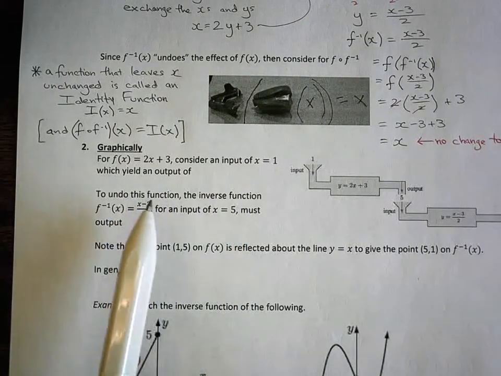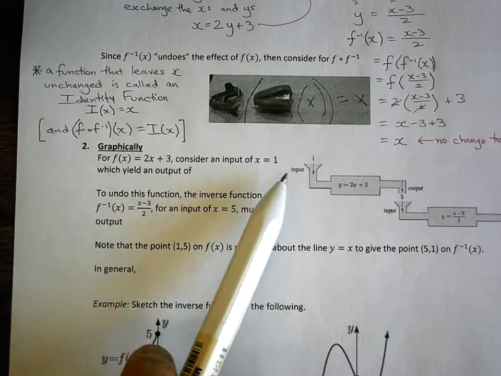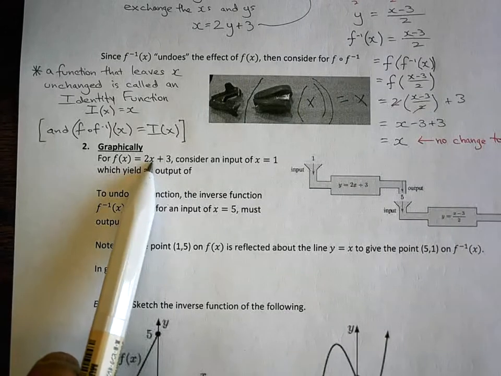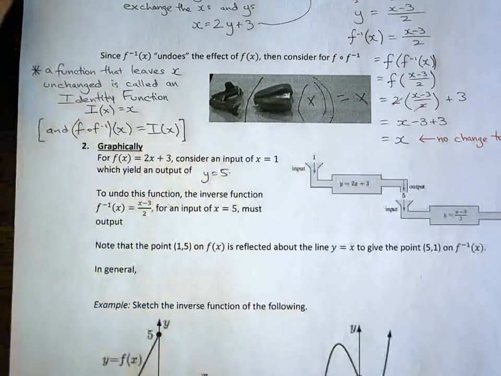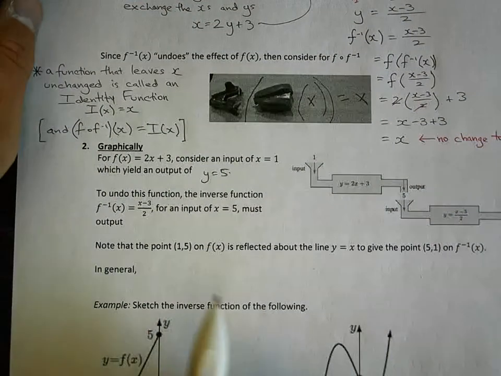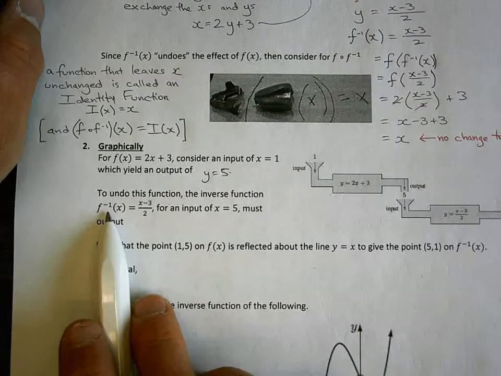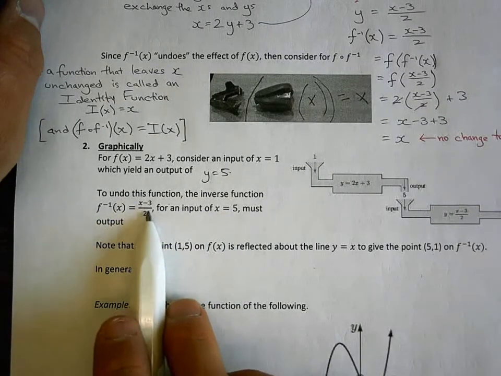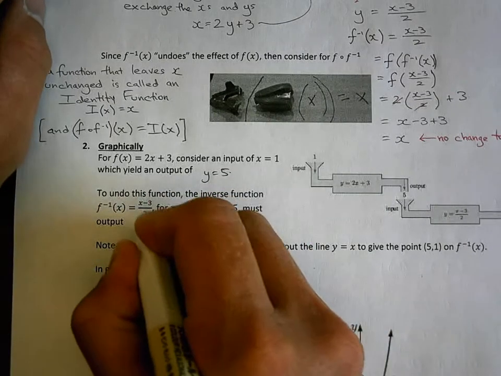Now graphically, if I have this function f of x equals 2x plus 3, I put in the value x. Okay, so that's going to give me 2 plus 3, so that's going to give me an output of y equals 5. To undo this function, I would use my inverse function. I put in the input of 5, so that gives me 5 minus 3 divided by 2. So that's 2 divided by 2. That gives me y equals 1.